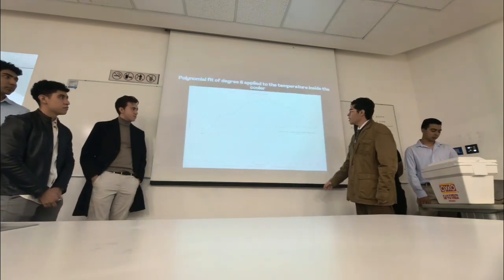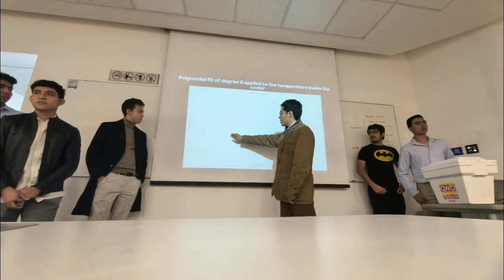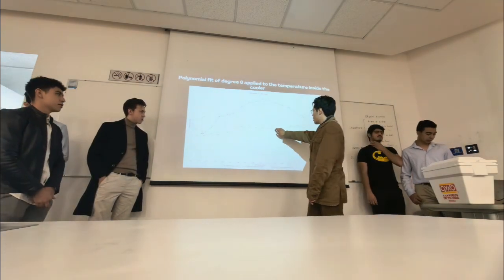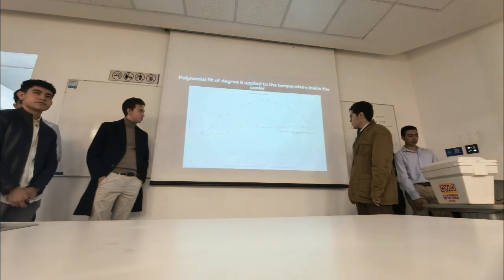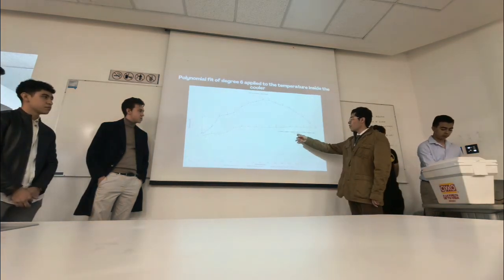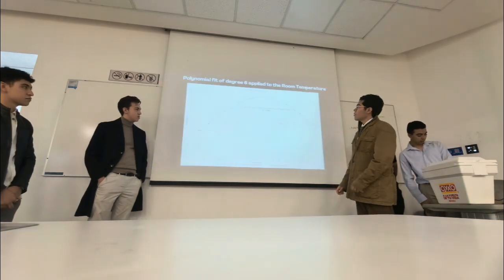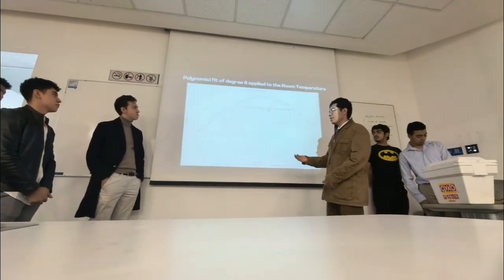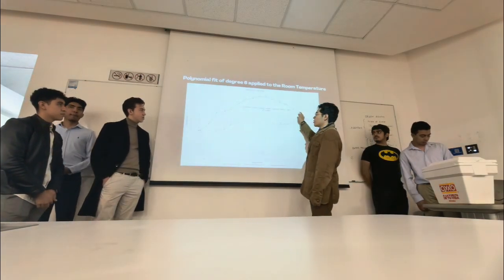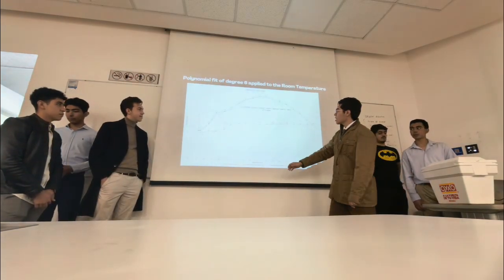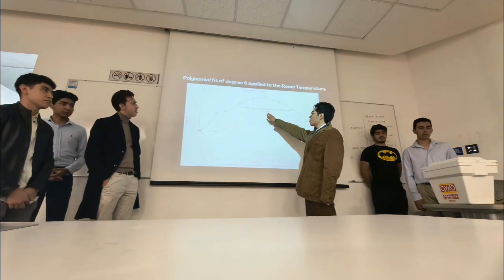Here we have the polynomial fit for the cooler, where we get this equation over here with an R squared of 0.7. And over here we have a polynomial fit of degree 6 also of the room temperature over the day. And here we have an R squared of 0.99.